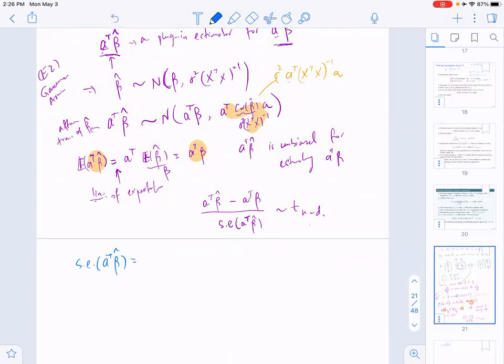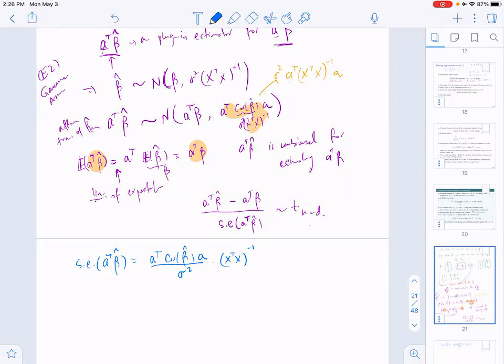A transpose covariance beta hat times A over sigma squared times covariance sigma squared over sigma squared, times X transpose X inverse. So how did you come up with this?